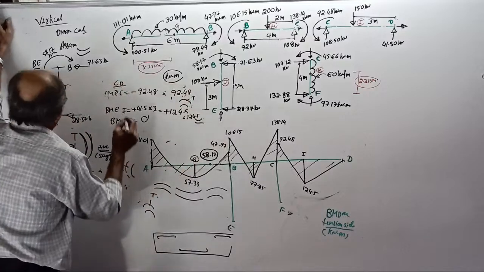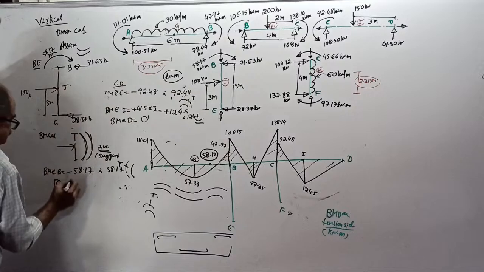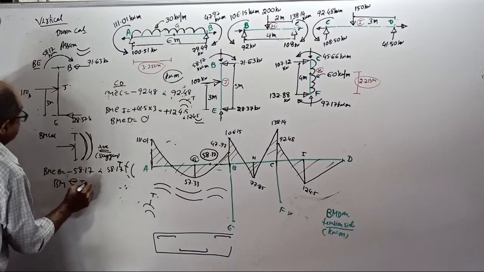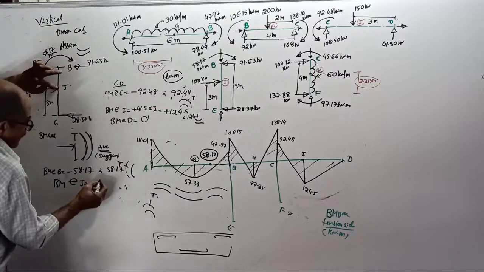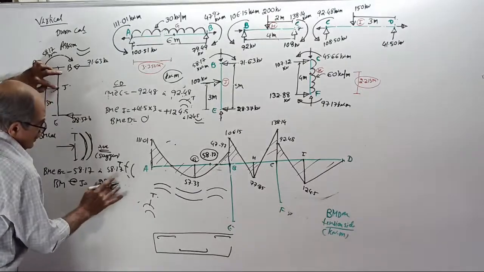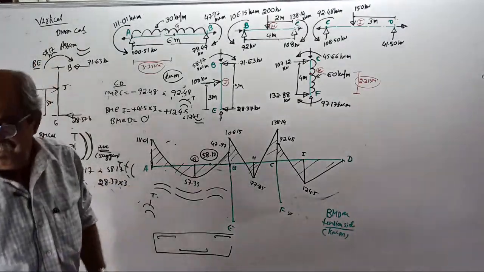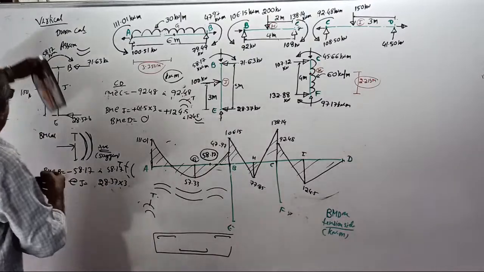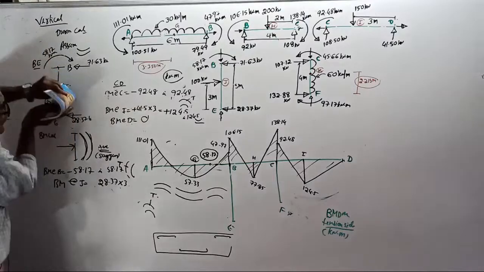Okay, then bending moment at J. Look this side. Tell the answer. If you look this side, it is 28.37. 28.37 into 3. Correctly tell me. If I see here bending moment, 28.37 into 3 will bend like this.